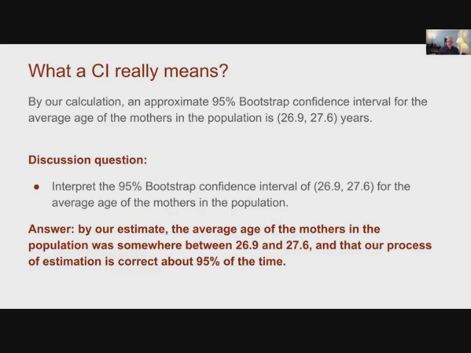And the process that we've used to generate this, this whole bootstrapping process, is going to be correct about 95% of the time. So we're using a process to spit out this number, this range, this interval, and that confidence is our confidence in the process. It is a confidence that the number we spit out is correct 95% of the time.